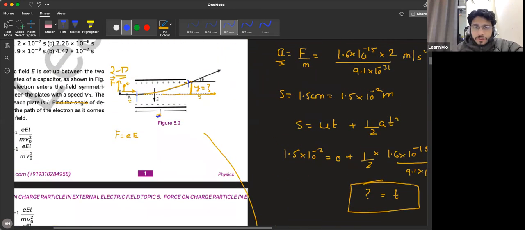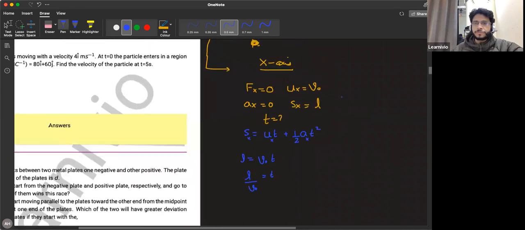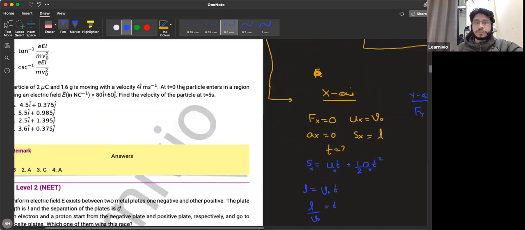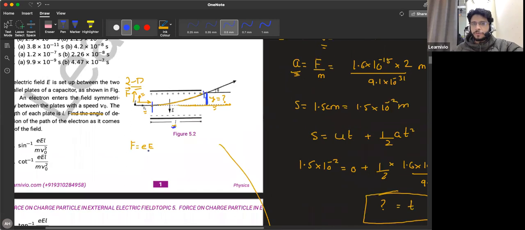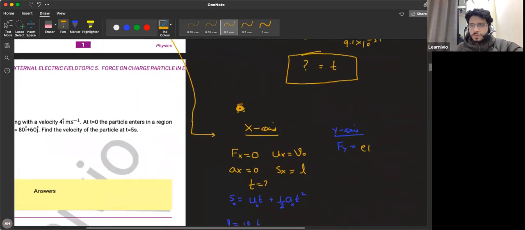In the next step, you are supposed to calculate this y. To calculate this y, use the equation for the y-axis. Now, force along the y-axis is not zero because there is an electric field along the y-axis. So due to the electric field, this particle will experience some force, which is eE. This will give some acceleration along the y-axis, which is force divided by mass, that is eE divided by m.